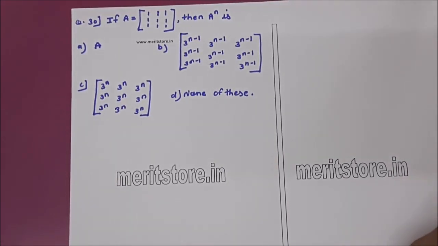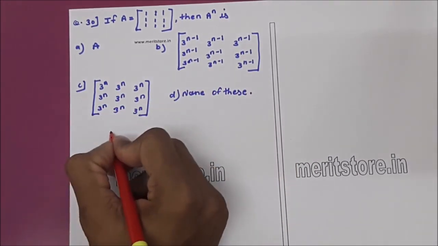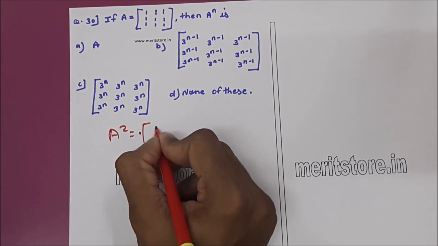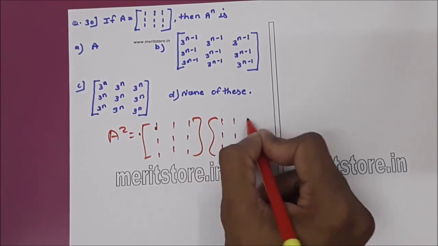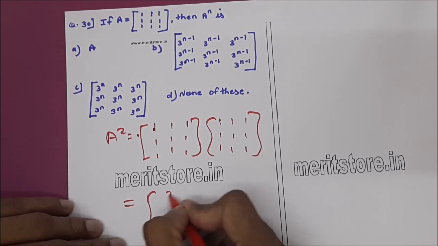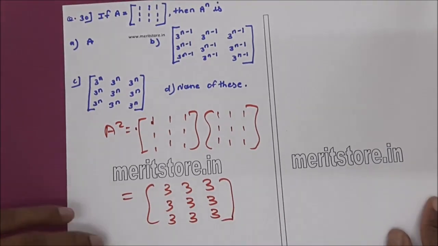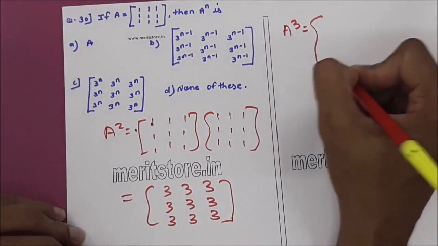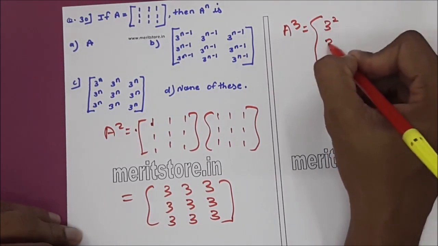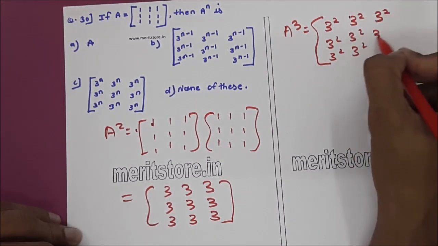Question 30. If A is equal to the 3 by 3 matrix where all the elements are 1, then A raised to n is, we have 4 options. We solve for A square, the matrix of all 1s times the matrix of all 1s. So we solve this, we get all 3s. So we conclude that A cube can be the matrix where every entry is 3 square.